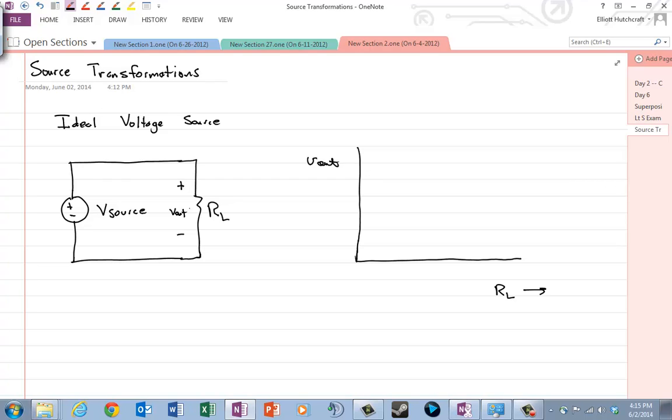So what is V out? Well, these two are just in parallel, so V out is always going to be V source. It doesn't matter what RL is. So this graph will look like a straight horizontal line. It doesn't matter what RL is, V out is going to be equal to V source, whatever that source voltage is.